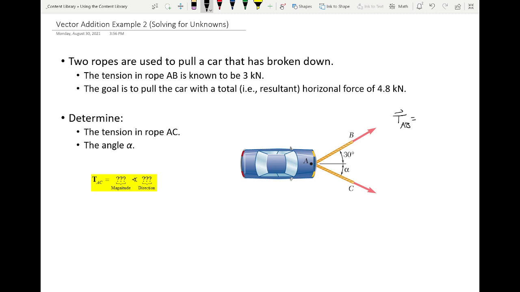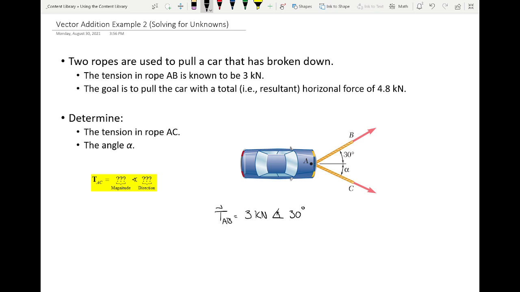Let's talk about TAB. Okay? Actually, let me write it a little bit lower because I don't want to squunch this. Let's write this right here. Let's look at the tension in AB. Notice it's a vector because I'm writing that little arrow on top of it. And what I'm going to do is write it like this: 3 kilonewtons at an angle of 30 degrees. All right? I think that would be a fair way of doing that.